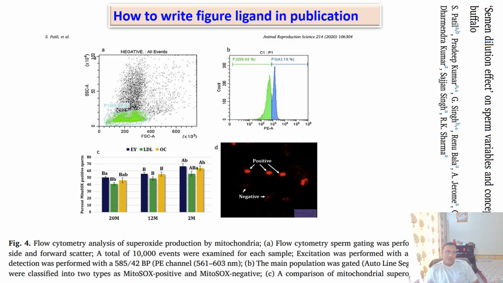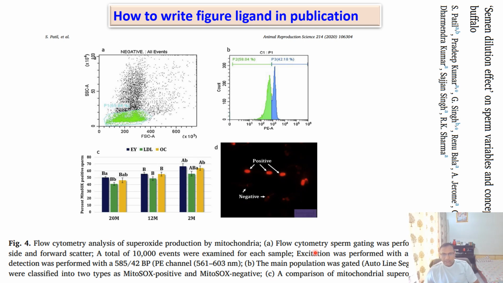So now the last chapter is how to publish your data in peer reviewed research articles. It is very tricky also. It depends on your data, how much data you have, and also the figure legend. You have to write everything, otherwise the reviewer will not accept.